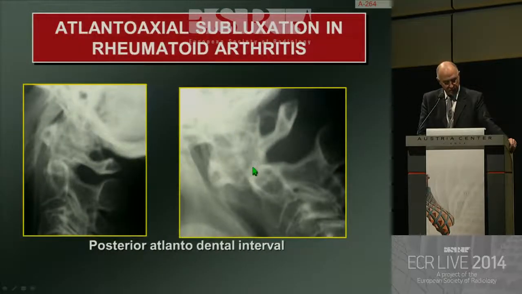So when you evaluate plain films, don't just look at the atlantodens interval.